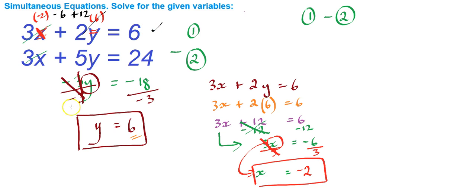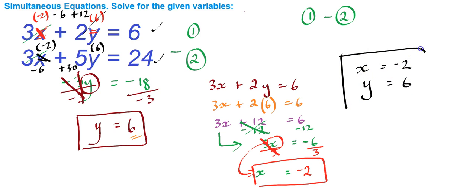Let's try this one. So not 3x, it'll be 3 times negative 2, and 5 times 6. Okay, what's the value of those? 3 times negative 2 is negative 6, and positive 5 times positive 6 is positive 30. So minus 6 plus 30 is 24. Yep, so that means that x equals negative 2 and y equals 6 is correct.